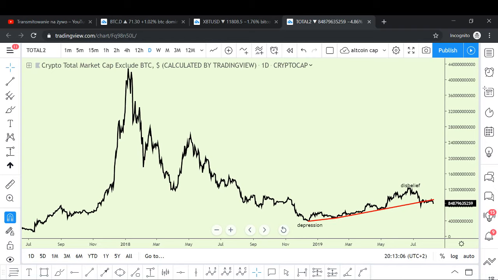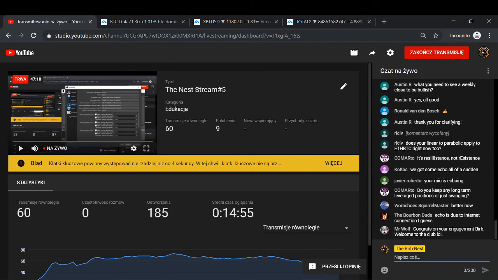Not really. Okay, so yeah, this is how it looks for altcoins. This is how it looks for Bitcoin. This is how it looks for the dominance as well, right? So just to wrap it up, I would not be feeling.